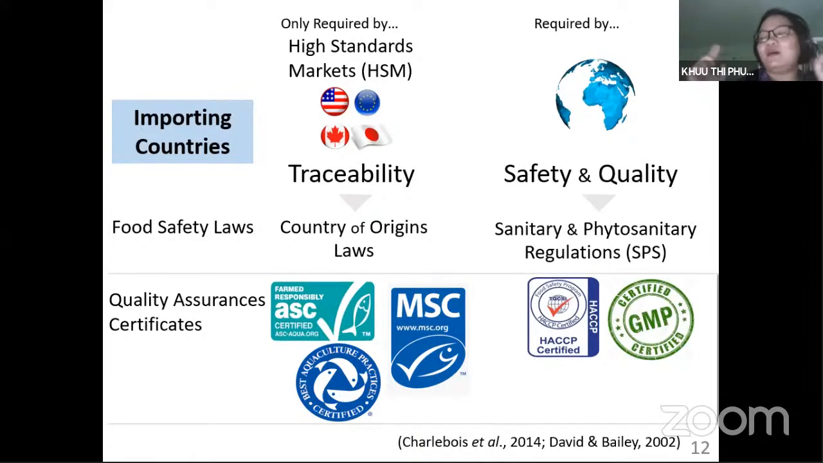And that's why I can confirm that there are very different requirements between countries. And in the importing country, traceability is now issued in food safety laws and in quality assurance certificates as well.